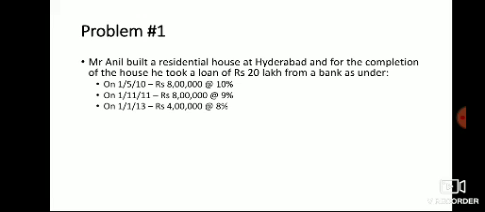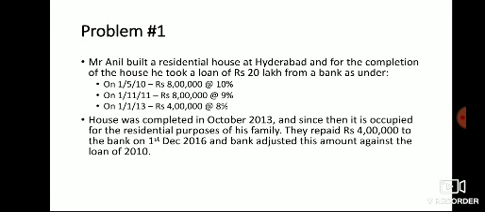Problem number 1. Mr. Anil built a residential house at Hyderabad, and for the completion of the house, he took a loan of rupees 20 lakh from a bank as under. On the 1st of May 2010, he took a loan of rupees 8 lakh at 10% interest. On the 1st of November 2011, he took another loan of rupees 8 lakh at 9% interest. And on the 1st of January 2013, he took another loan of rupees 4 lakh at 8% interest. The house was completed in October 2013, and since then it is occupied for the residential purposes of his family.